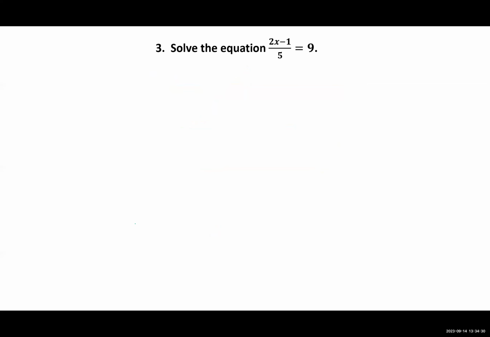Moving on, number 3. Slightly more complicated, right? Just in terms of number of steps. So we've got 2 times x minus 1, divided by 5, is equal to 9. All right, so we've got a 2, we got to deal with that. We've got a -1, we got to deal with that. We've got a 5, we got to deal with that. So this will be 3 steps.